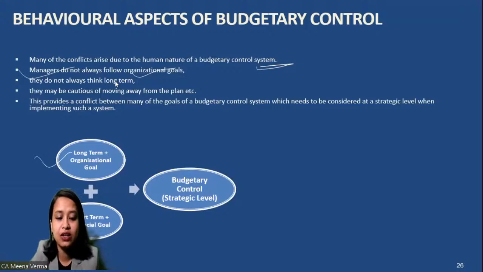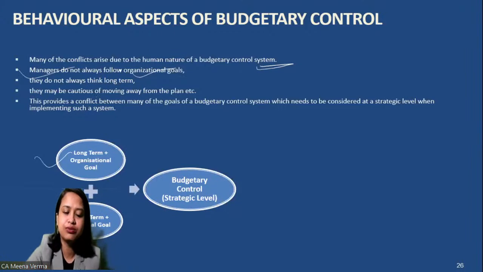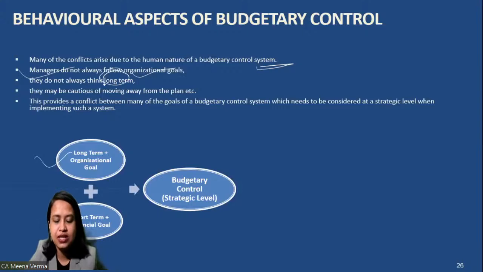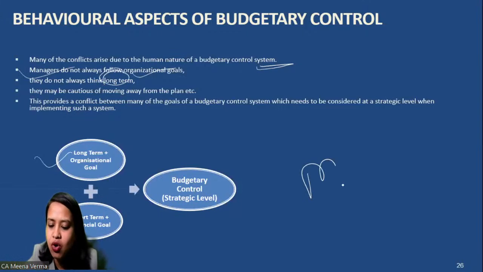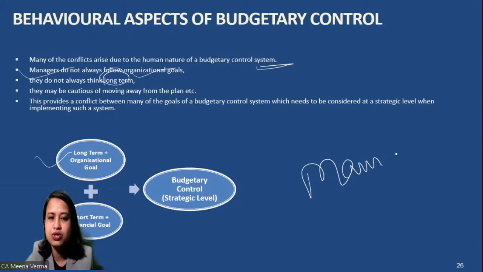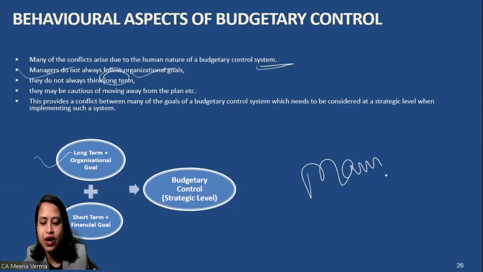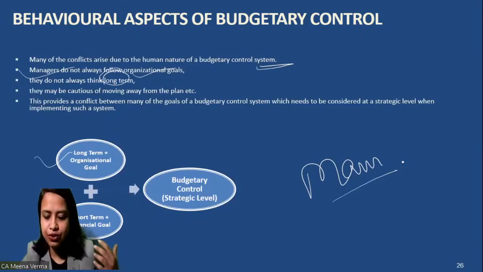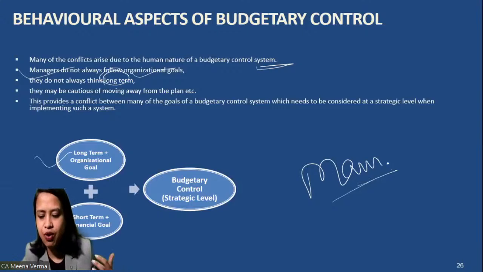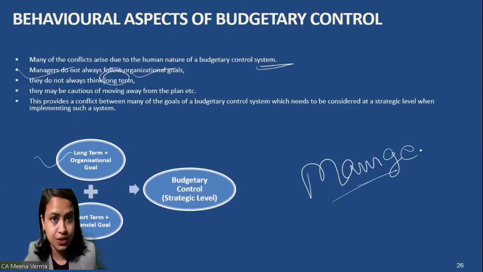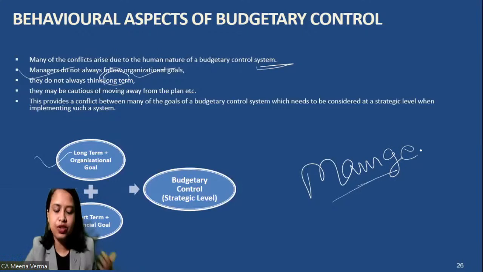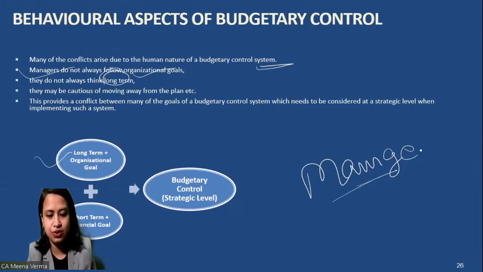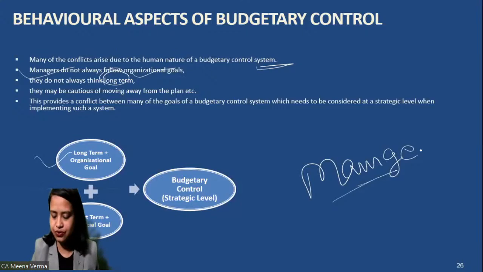They do not always think long-term. The manager doesn't always think long-term. Because all managers want to increase the performance of their own division or department. Why? Because on the basis of the financial performance, the manager gets incentives, bonus, commission. So because of this they want to improve their performance, and they focus more on financial perspective, financial goals, not the organizational goal.